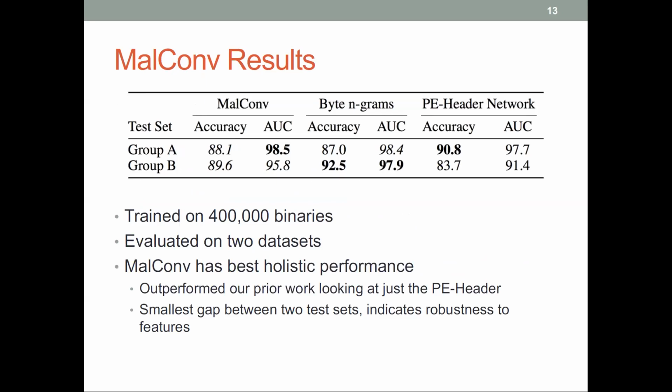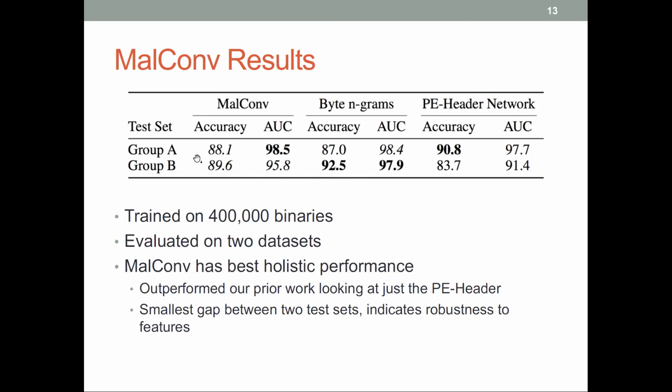Now, here's the first set of results. You can see a comparison between the MalConv model trained on 400,000 binaries coming from group B with the byte n-grams model. You've already trained an n-gram-based model in your malware classification module. And there is also another model that they use for comparison. It's a previously published benchmark based on applying deep learning to do malware classification based on PE header features only.